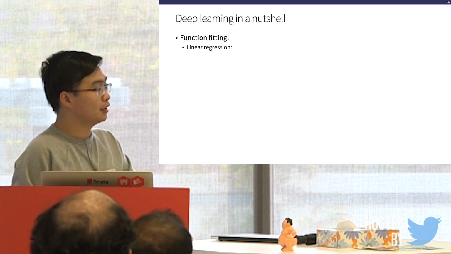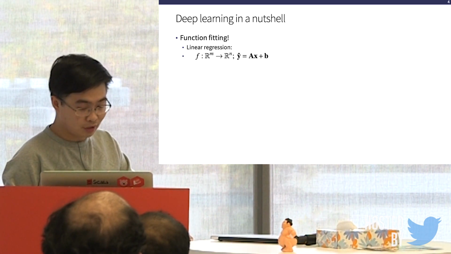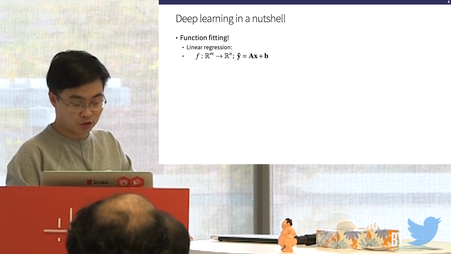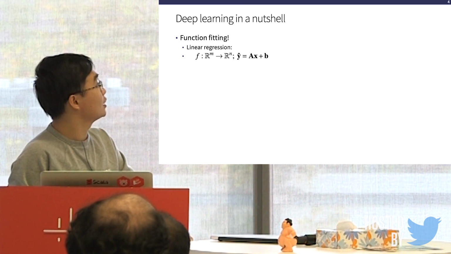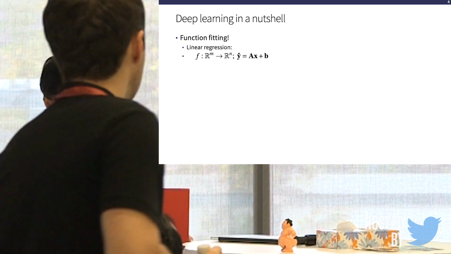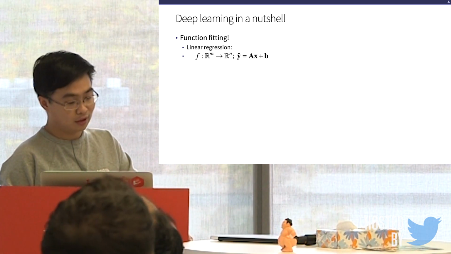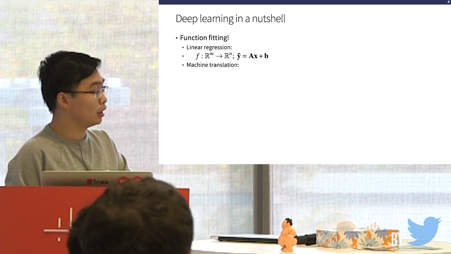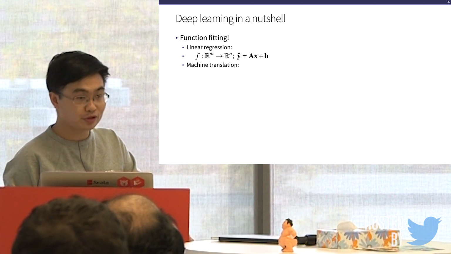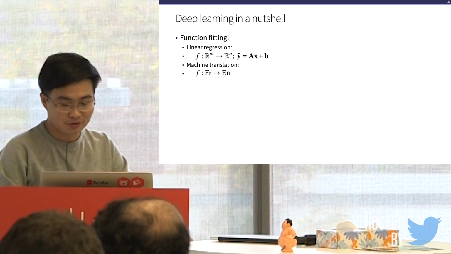The easiest case in machine learning could probably be linear regression, where we learn a function that maps an m-dimensional vector to an n-dimensional vector, where the function is y hat equals Ax plus b, where A is a matrix and b is a vector. This is probably the easiest function fitting problem. And a more fancy function fitting problem is machine translation, where we train a function that maps a French sentence to an English sentence. That's still a function that we're going to fit.